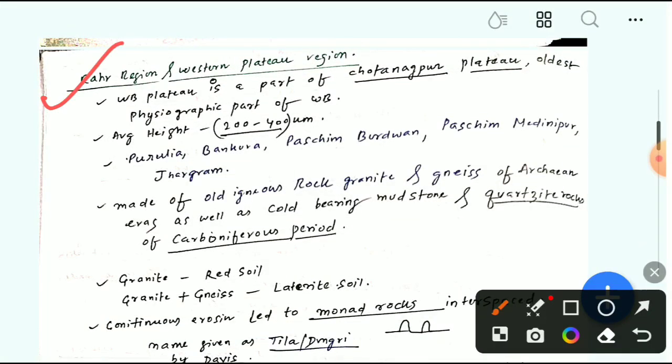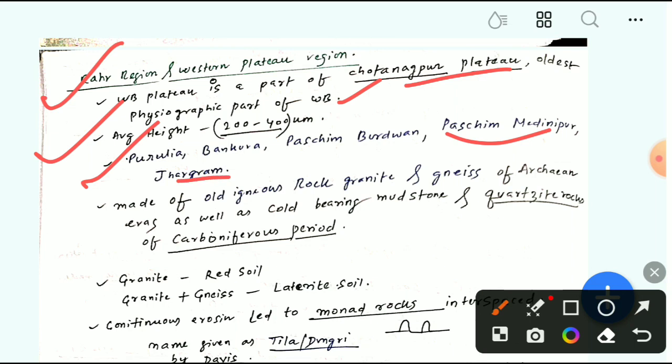Next region is the Rar region, that is the Western Plateau region. It is a part of Chota Nagpur Plateau and it is the oldest physiographic part of West Bengal, and its average height is 200 to 400 meters. It covers Purulia, Bankura, Paschim Bardhaman, Paschim Medinipur and Jhargram.